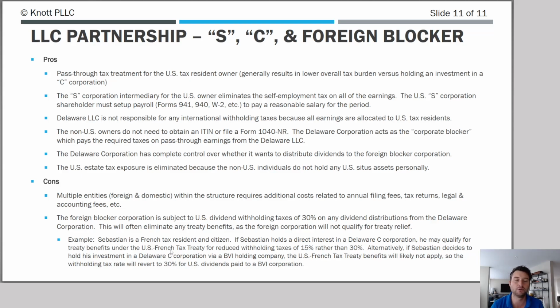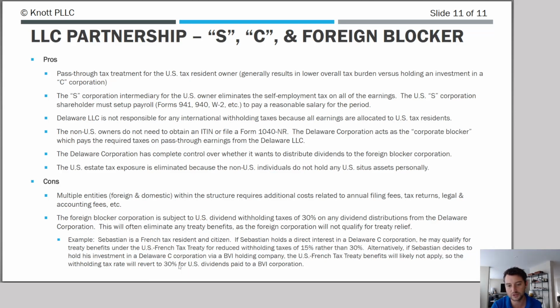So we've eliminated the U.S. estate tax exposure, but what's a con here with using a foreign corporate blocker as an intermediary? And so the big one is the foreign corporate blocker is going to be subject to those U.S. dividend taxes, 30%, but depending on where you set up the entity, you might lose treaty benefits.